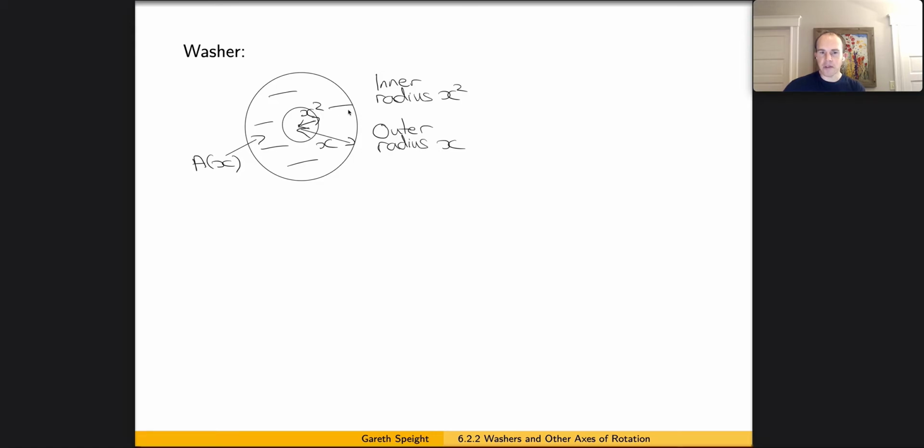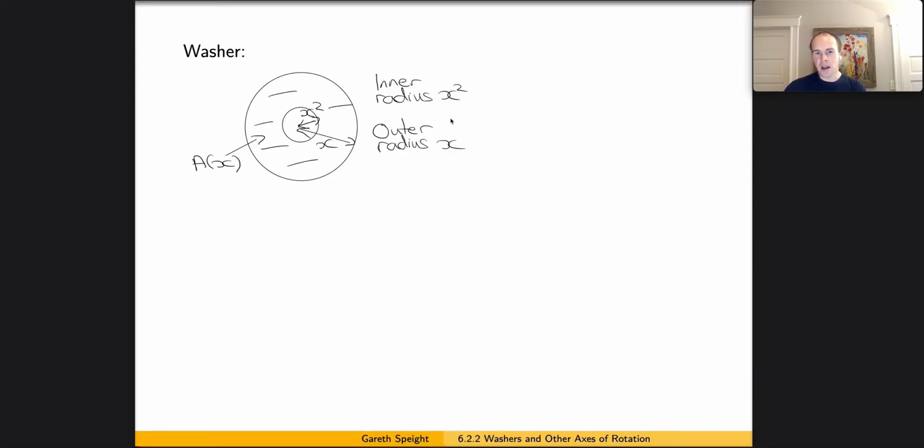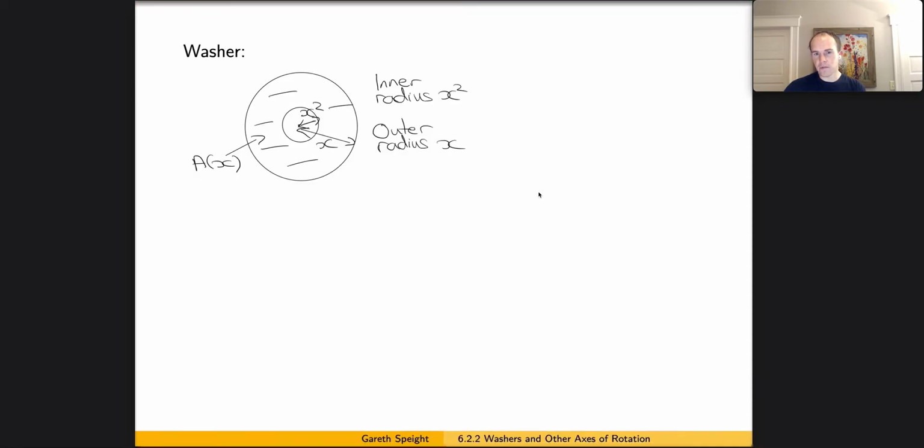Well, the outer radius is going to come from y equals x because that's the furthest from the axis of rotation, right? So this is going to be x, and the inner radius is x squared because that's the inner circle. So here we see the inner circle comes from the curve y equals x squared. The radius of the inner circle is the y value there, which was x squared. The outer circle comes from the curve y equals x. So the radius of the circle there is the value of y in this case, which is x. Okay. So now we know what the inner and outer radius are.